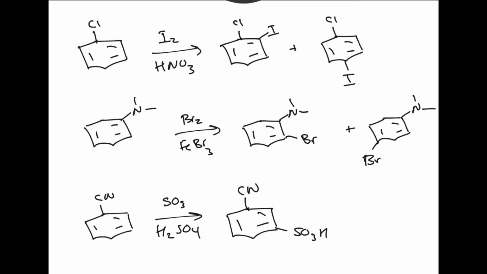So far, so good. So on Wednesday, we're going to do what happens when you have two groups on the benzene ring and you want to put a third. How do you decide where that third group goes? And that'll be that. And we'll probably get through that and then do some more fun stuff.